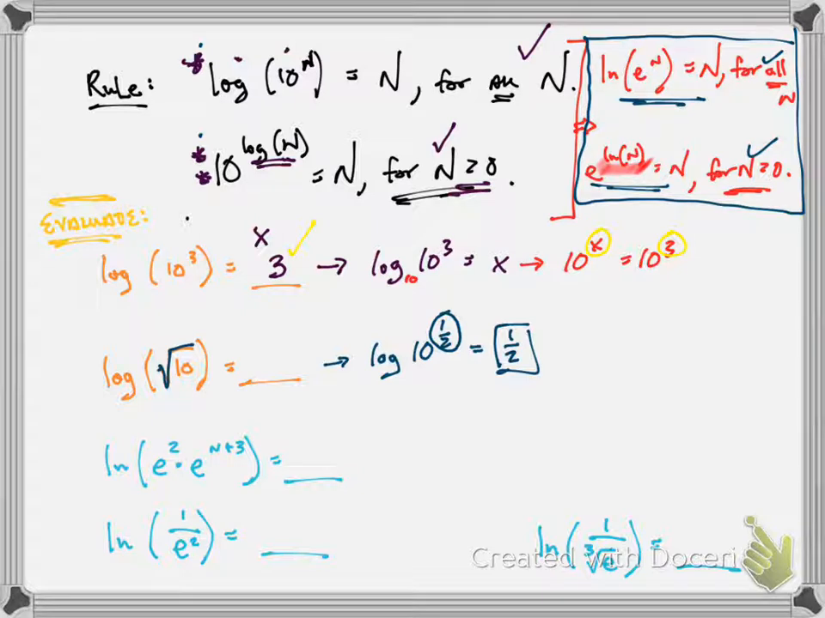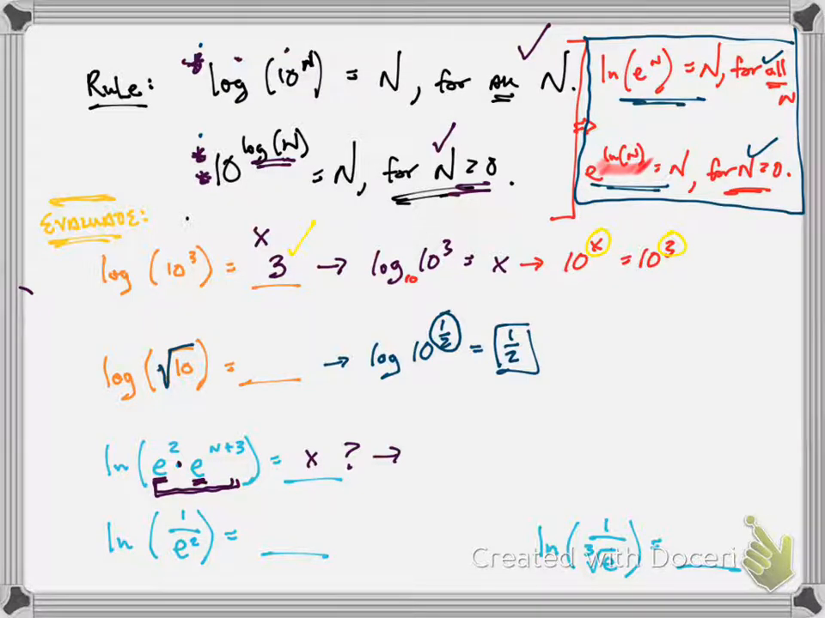And so if I'm trying to find the natural log of e squared times e to the n plus 3, I'm going to want to clean this up first. So I'll say this is equal to x. It's unknown. We're asking what it is. We want to find it. Well, I want to clean up what's inside the parentheses first. You have two numbers of the same base.